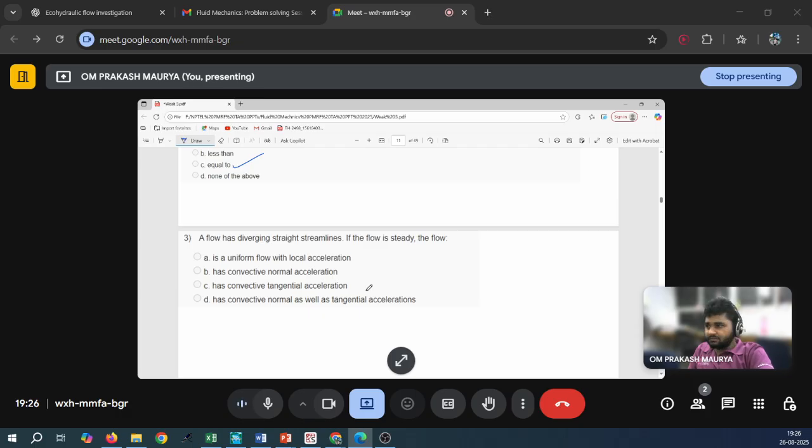Now another question is: a flow has diverging straight streamlines. Here the question is about diverging straight streamlines. If the flow is steady, option A is a uniform flow with local acceleration. The second one has convective normal acceleration. The third one has convective tangential acceleration, and the fourth one has convective normal as well as tangential acceleration.